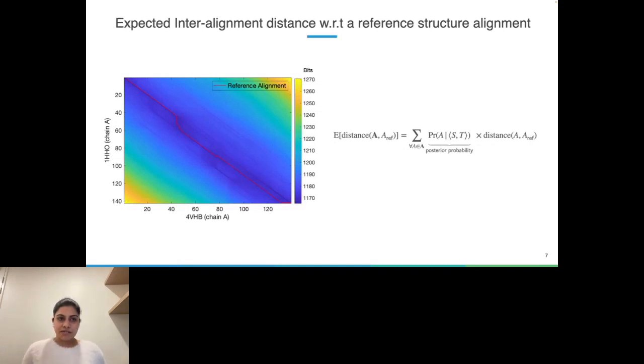What you see on the right is the exact mathematical expectation of the distance of the sequence alignment with respect to the reference structure alignment, derived by integrating over all possible sequence alignments weighted by their respective posterior probabilities. Even though the number of total possible alignments grows factorially large for any pair of sequences, we provide an exact quadratic time algorithm to calculate this.